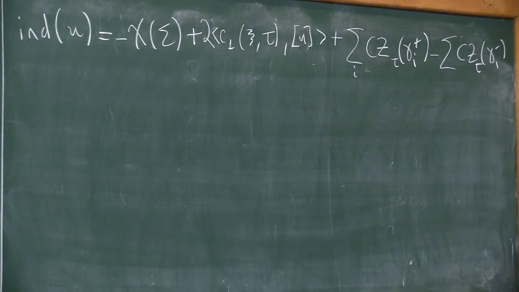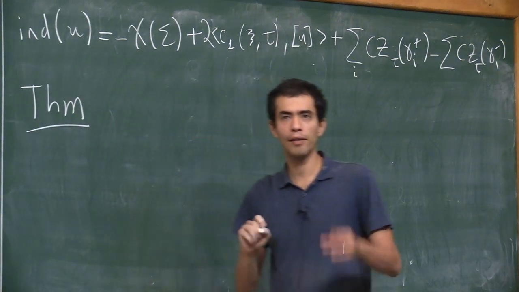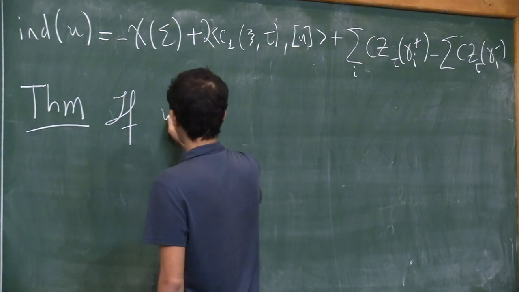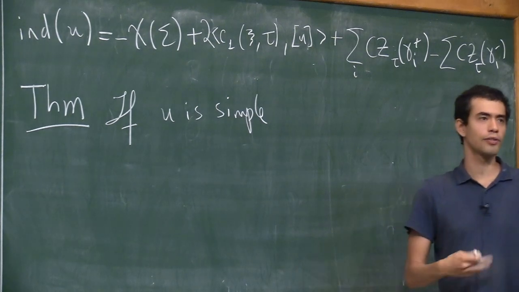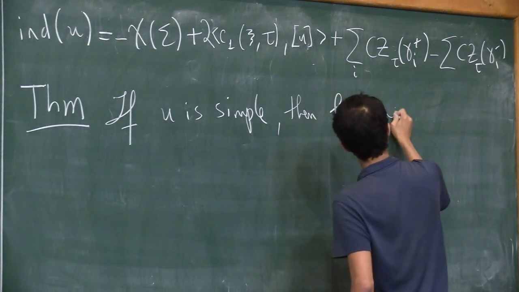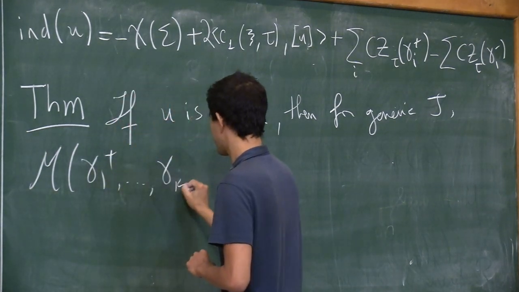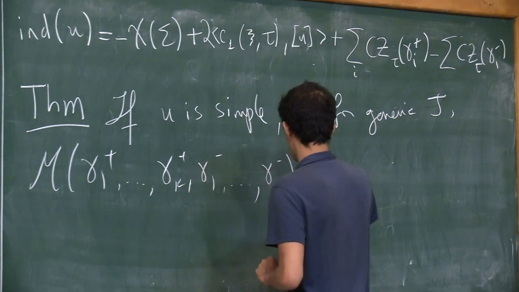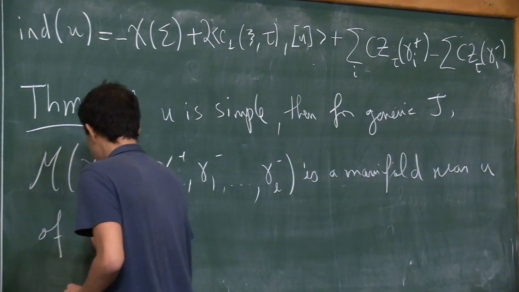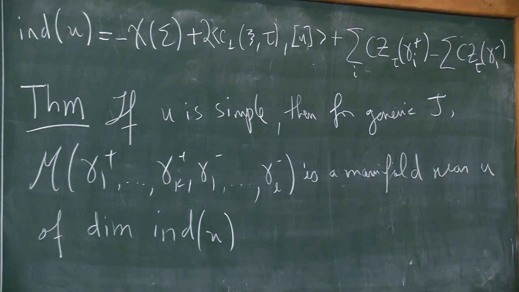Okay? So this is a number that you compute from algebraic geometry. But the theorem, which I guess is from transversality of curves, is that if u is simple, meaning not multiply covered, also known as somewhere injective, which sounds like a scarier word, so I'm going to use the word simple, then for generic J, this moduli space is a manifold near u of dimension given by this index. Okay? So this is the space that we are going to look at.